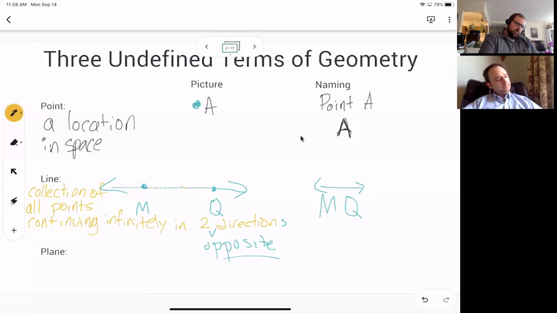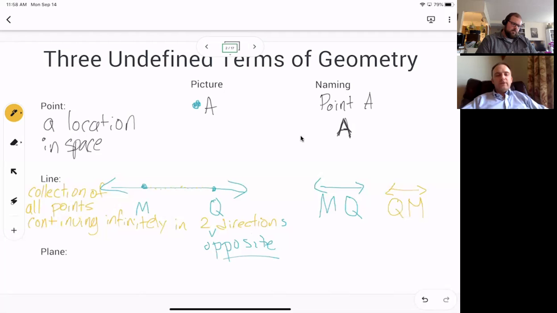Would it also be okay to read this backwards and call this line QM? Well, lines go on forever, so yeah, that'd be fine. Okay, so for lines, we can switch the order around. What if I just wanted to call this line M? Is that okay?